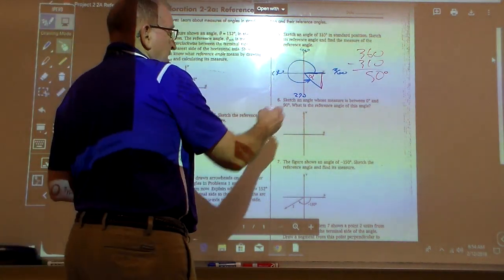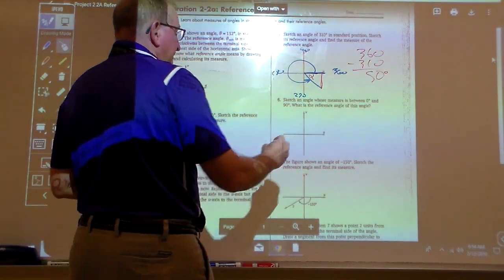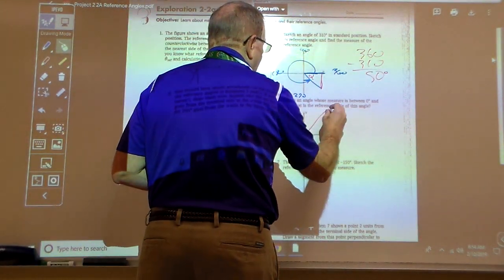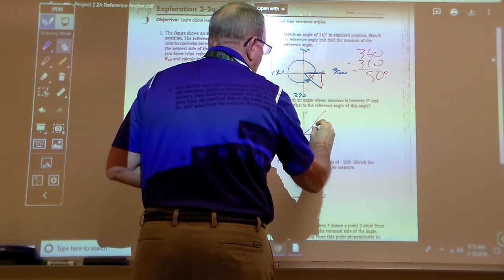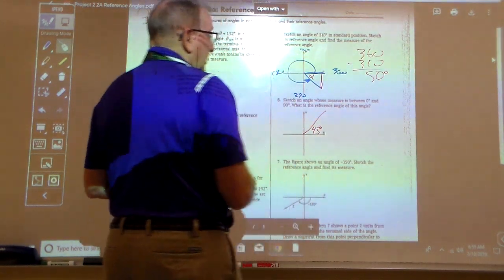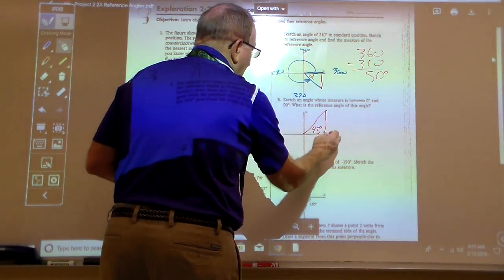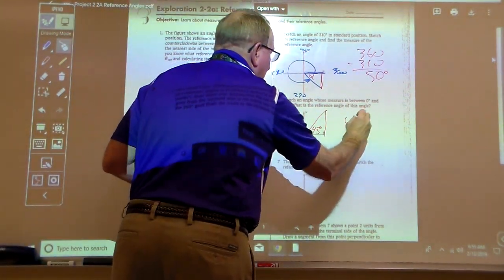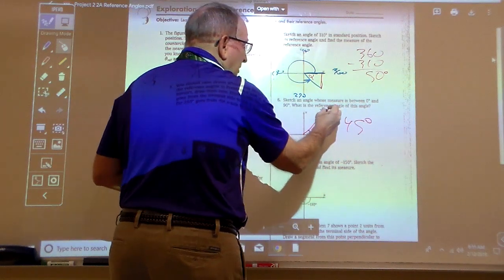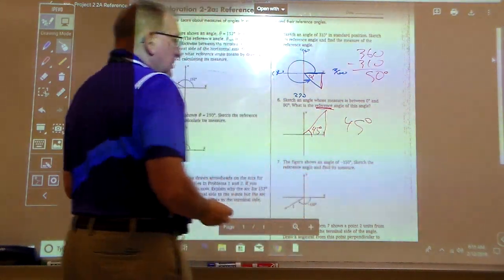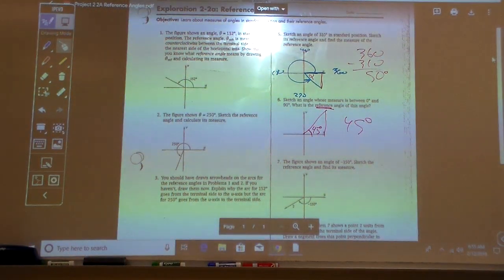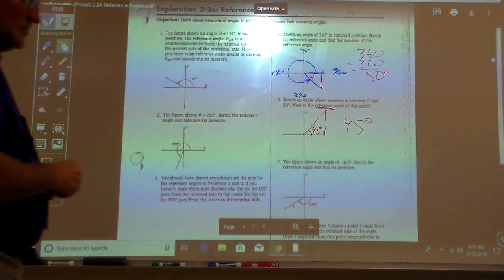Number 6 is sketch an angle whose measure is between 0 and 90. Well, let's just make up something, kind of split it right here, and we'll just call that 45 degrees. So what's the reference angle? Well, see how it's in quadrant 1? I'm going to draw my line straight back to here, my angle right there. Guess what? It still is what? So whatever this angle is in quadrant 1, that is my reference angle. Wow! Pretty cool. All right?